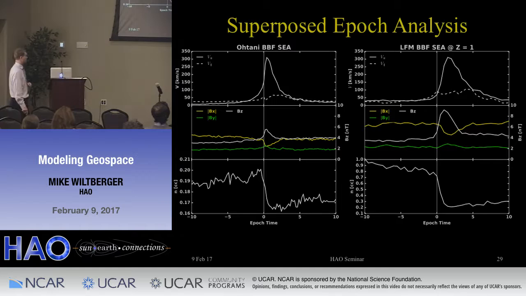Then the last aspect of the comparison is the density. How's the density changing as this BBF dipolarization front is propagating through the system here? And morphologically, these features look pretty much the same, right? We've got a density that's higher here, dropping down to a lower value after the front passage. And we're seeing that same kind of morphological feature in the simulation results.